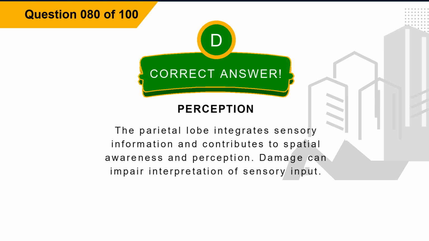The correct answer is option D, perception. Explanation: the parietal lobe integrates sensory information and contributes to spatial awareness and perception. Damage can impair interpretation of sensory input.